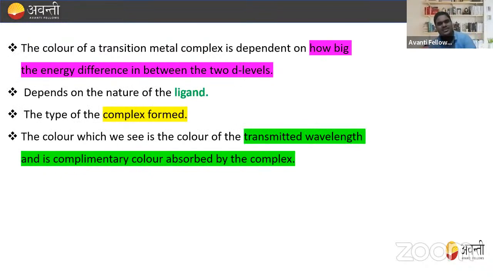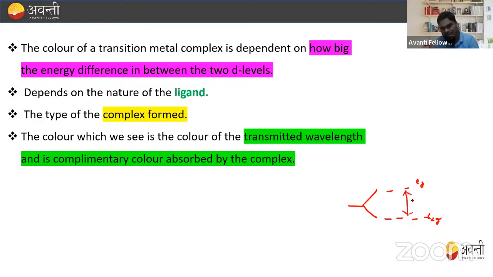The color of transition metal complexes depends on how big the energy difference is between the two d levels, right? We are going to study this in coordination compounds as well. So let us assume this is the t2g orbital, and this is called the eg orbital. So this is the d orbitals: dxy, dyz, dzx, dx2-y2, dz2.